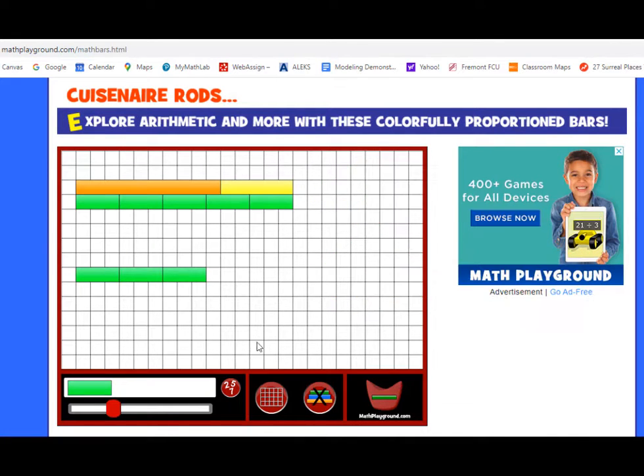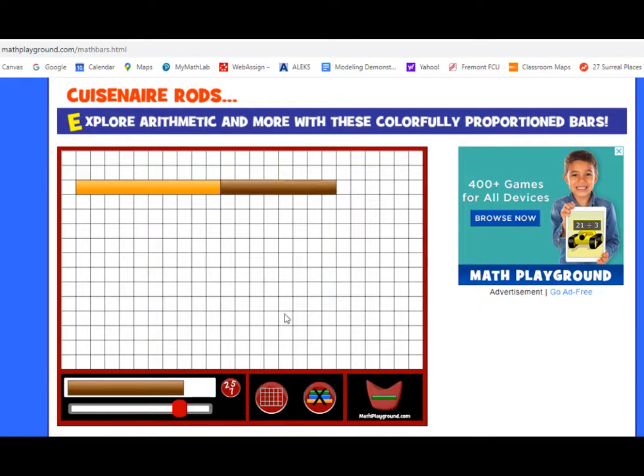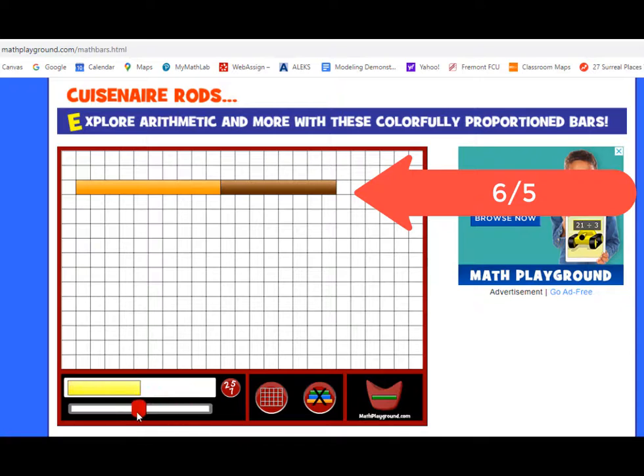Okay, the next problem, part D, says if one orange rod and one brown rod together, so we need an orange one and a brown one. Okay, so an orange rod and a brown rod together represent 1 1/5. Use color rods to represent 2/3. Well, 1 1/5 is a mixed number. As an improper fraction, that's 6/5.